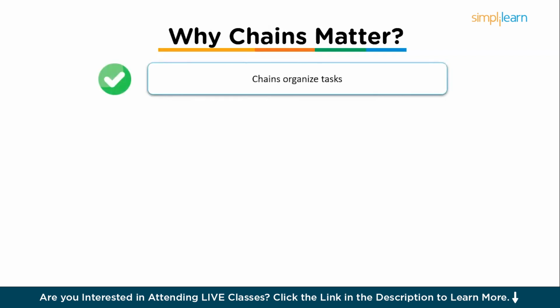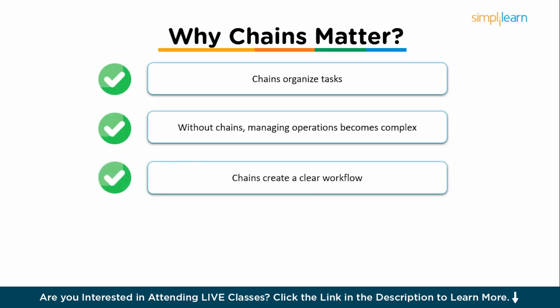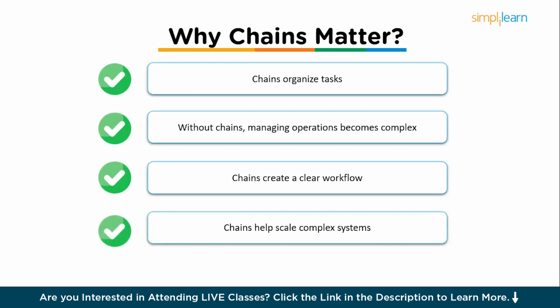Then let us understand why chains matter. Chains organize tasks. They help structure and streamline the way different tasks are carried out in a process. Without chains, managing operations becomes complex. Without a chain, you would need to handle each operation separately, which can get complicated, especially when combining different models, tools, or information sources. Chains create a clear workflow. They set up a repeatable process where each step builds on the previous one, making everything flow smoothly. Chains help scale complex tasks. By using chains, it becomes easier to manage and scale complex systems, ensuring all the parts work together harmoniously. Chains also simplify and automate tasks. They reduce the need for manual work, making it easier to handle repetitive tasks automatically and saving time and effort.